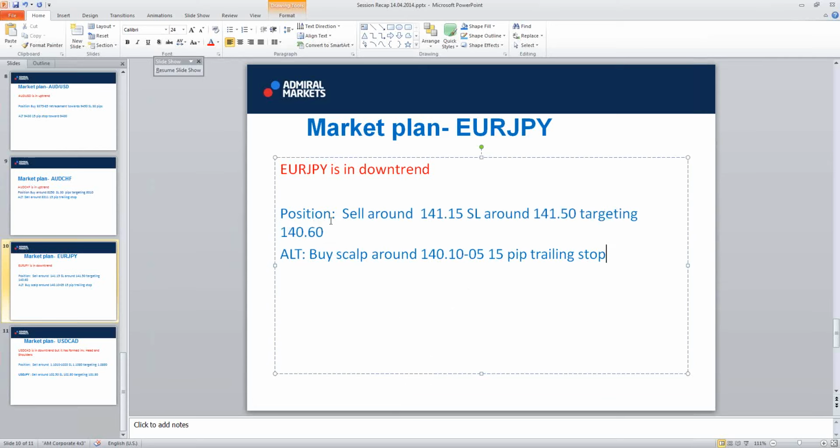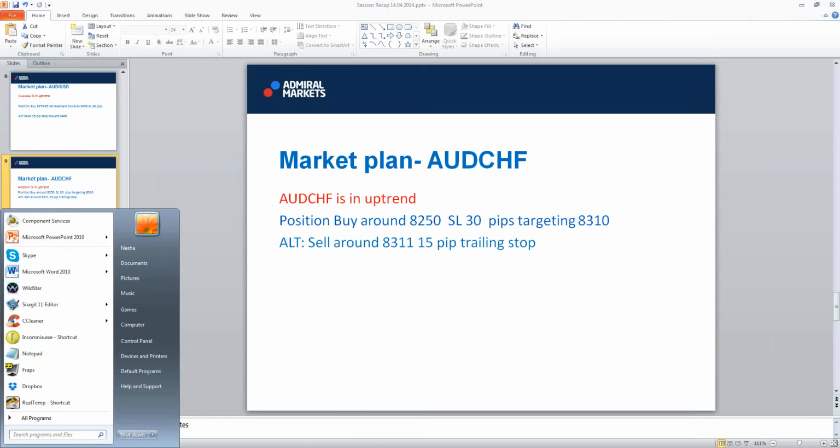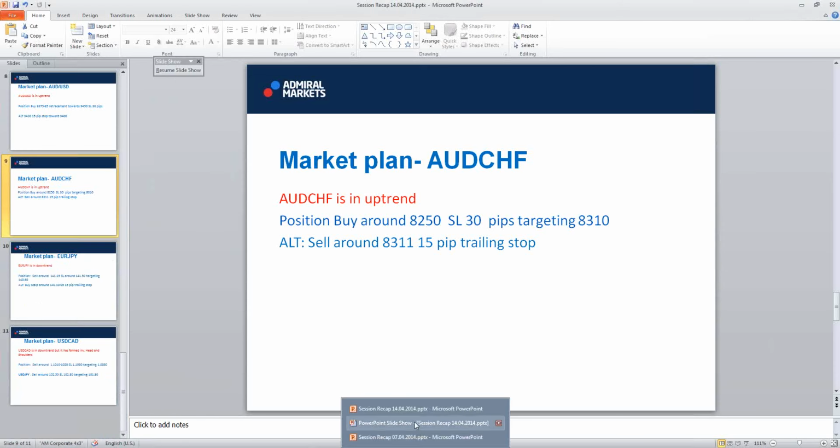But of course, position trades are usually better than alternative trades. Why better? Because they have potential, because those are trend trades. Usually there is potential to give more pips than alternative. Mostly alternative trades are scalps, and those scalps are very successful, but they usually give us 15 pips. So those are the things which I wanted to share with you.